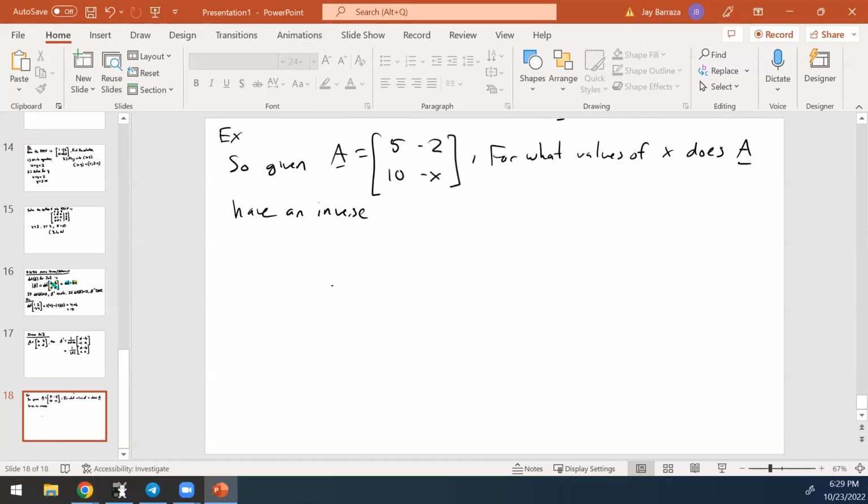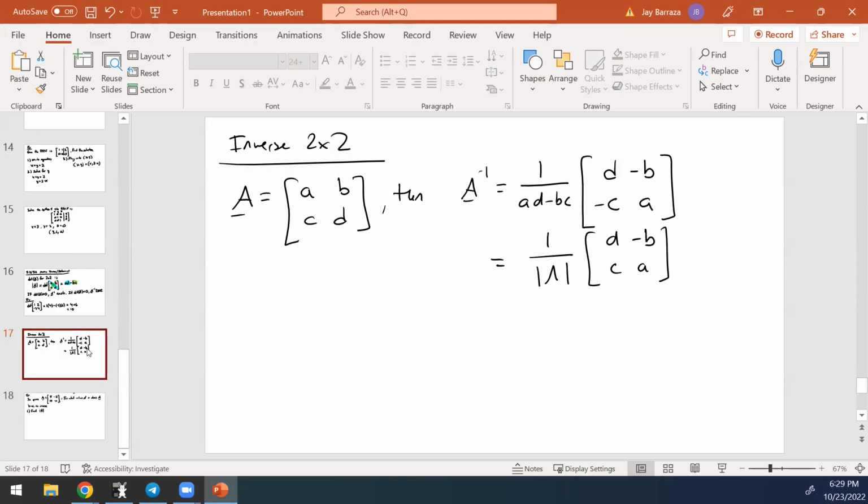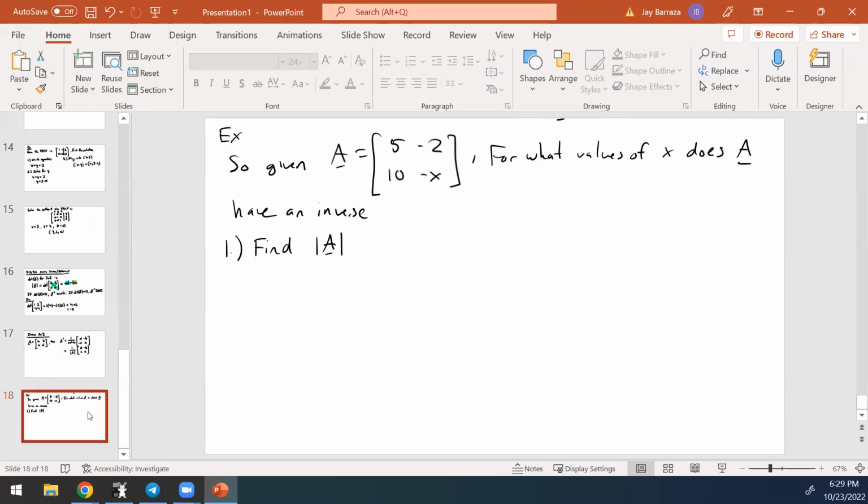So step 1 is find the determinant of A, because that's going to be the part that goes on the outside right there. So the determinant of A is equal to 5 times negative X minus 10 times negative 2, which is going to be negative 5X plus 20. Okay.